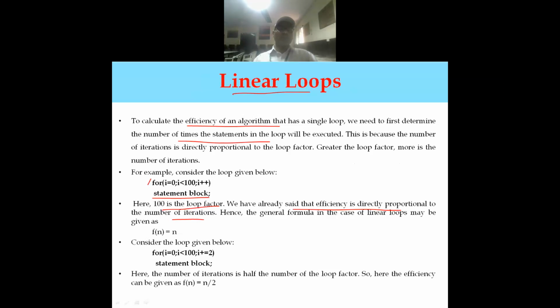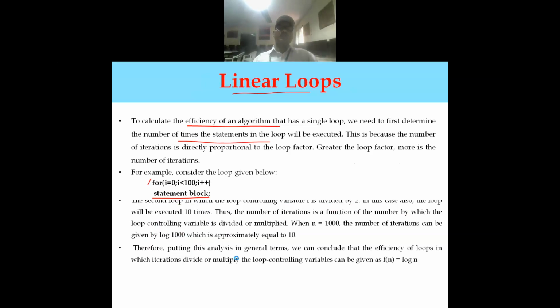So this statement block will be repeated 100 times here. So generally, the general formula in case of linear loop, we can say it as f of n is equal to n. This is the function we are considering for a linear loop. For example, if you consider for i equal to 0, i less than 100, i equal to i plus 2, here the number of iterations is half the number of loop factor. So here the efficiency can be given as f of n is equal to n by 2 instead of n. Fine. So which is an example for linear loops.